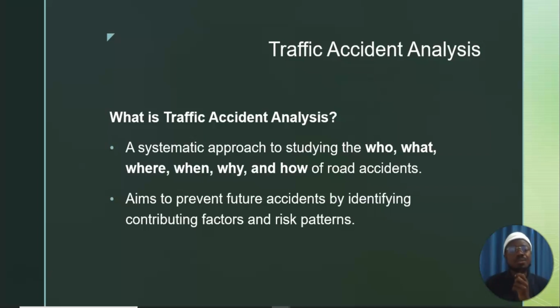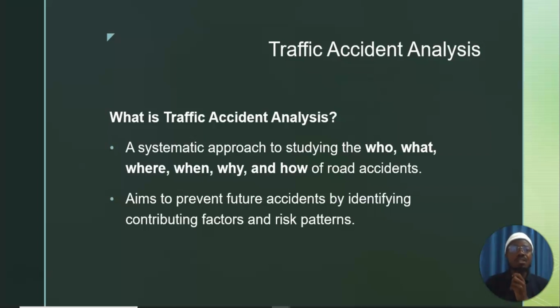So that is the analysis of the data. Then the next thing we have to look at, after the data has been collected and analyzed, is the cause identification. So what determines the root cause of the accident, which may include maybe human error. I already made a video on that earlier. You can check it out on my page. And vehicle defects, road design issues, or environmental factors.